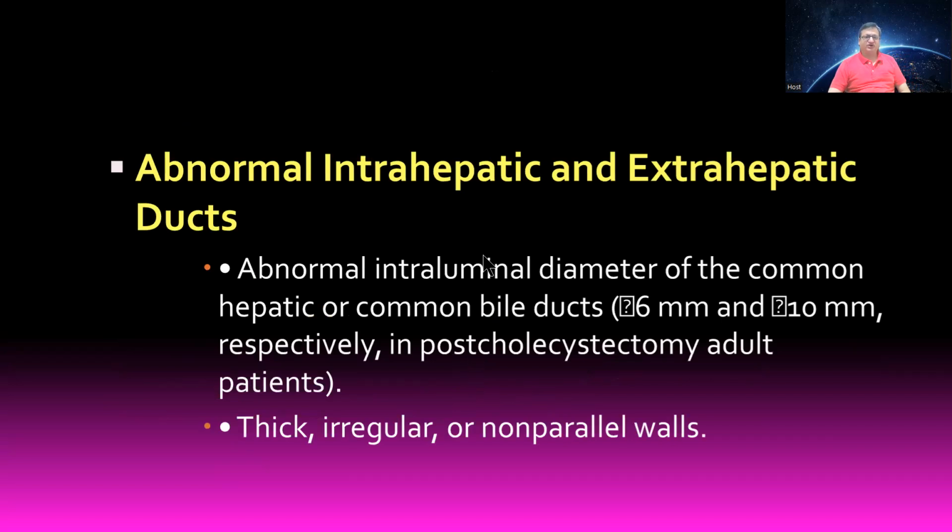Abnormal intrahepatic and extrahepatic ducts will show abnormal intraluminal diameter of the common hepatic or common bile duct, that is more than 6 millimeters or more than 10 millimeters respectively in the normal patient and the post-cholecystectomy adult patient. Then thick, irregular, non-parallel walls will be seen in the case of an abnormal duct.